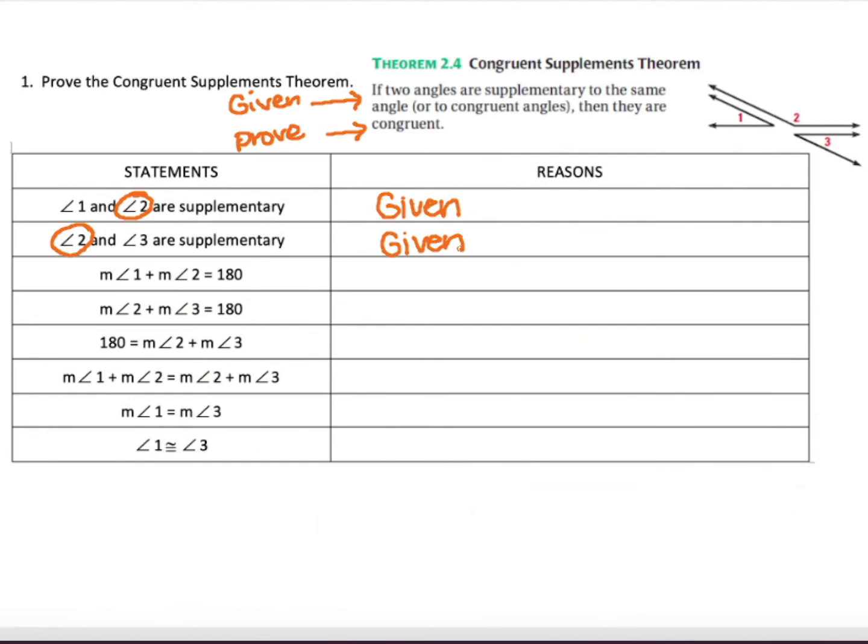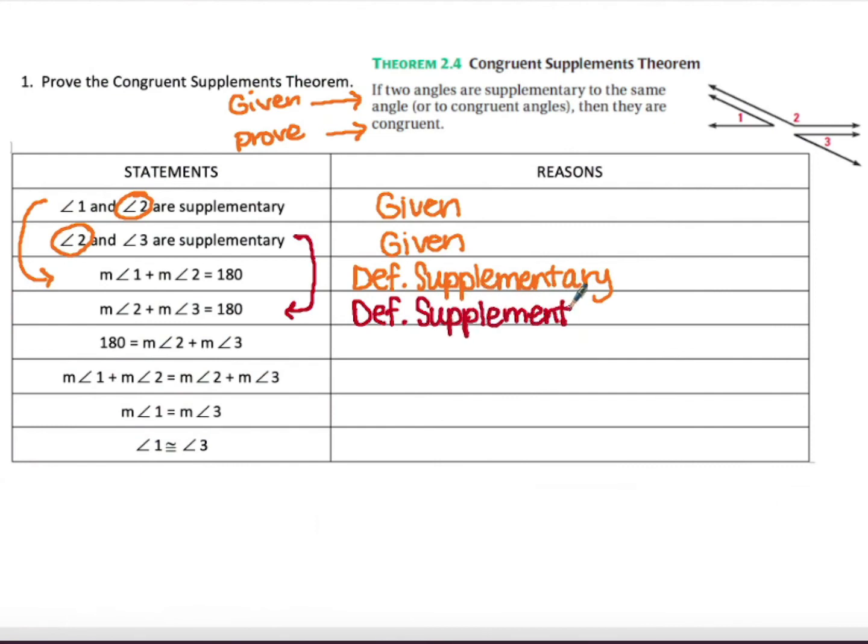How do we know that angle 1 and angle 2 add up to 180 degrees? Well, it was because it was given they were supplementary. So that's the definition of supplementary angles. How did we know that angle 2 and 3 added up to 180? Again, we knew that 2 and 3 were supplementary. So again, the definition of supplementary. And we had that vocab word in our givens twice, and so we wound up using the definition of supplementary twice.